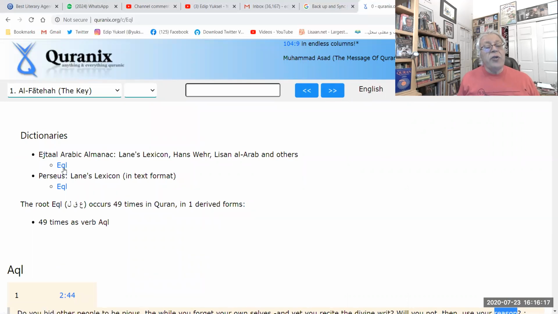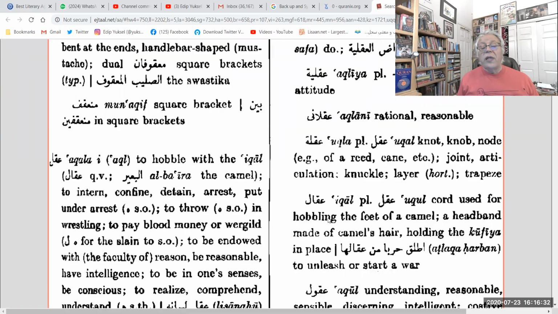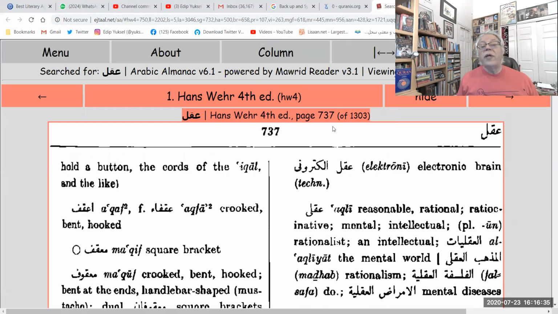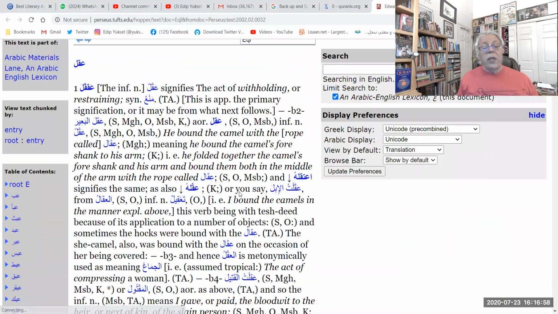I have a dictionary. You can see the dictionaries. Here is the word aqala. You see reasonable, rational. What is this? Initiative, mental, intellectual, rational. And its usage, and then go back where? Opened in any window. And here there are Lane's dictionary, and there are many. There is also Lisan al-Arab here. If you go down in those, you can see many of them. Oh my gosh, why is it so slow? Okay.